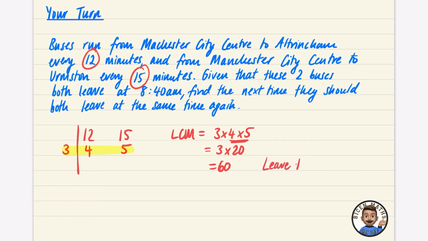They leave together every 60 minutes, or 1 hour, which means the next time that they will both leave, if it's 8:40 a.m, the next time they're going to leave is 1 hour later at 9:40 a.m.